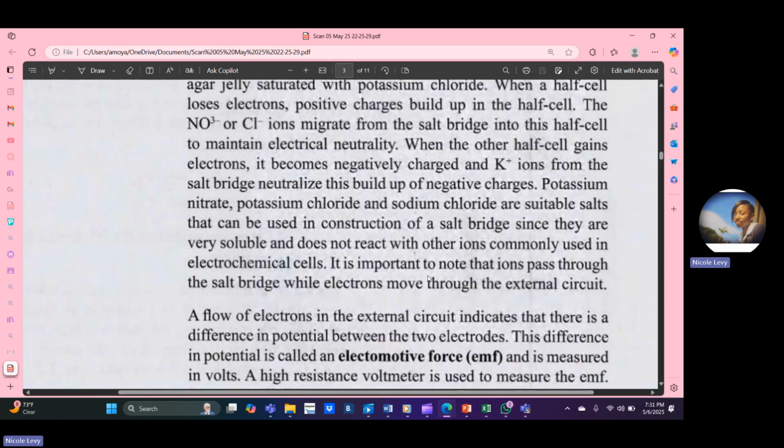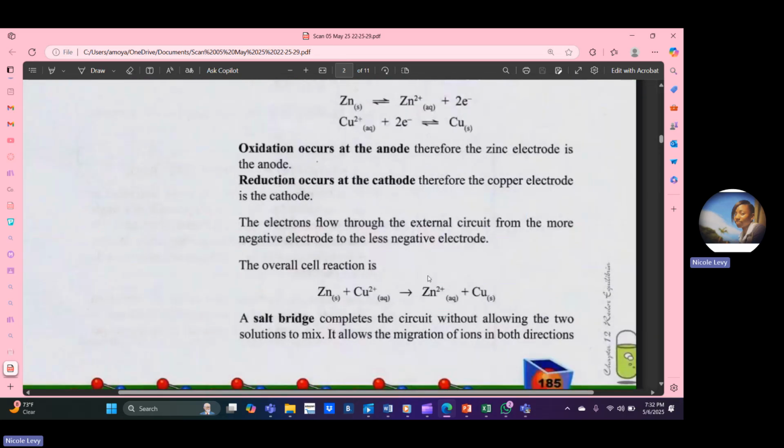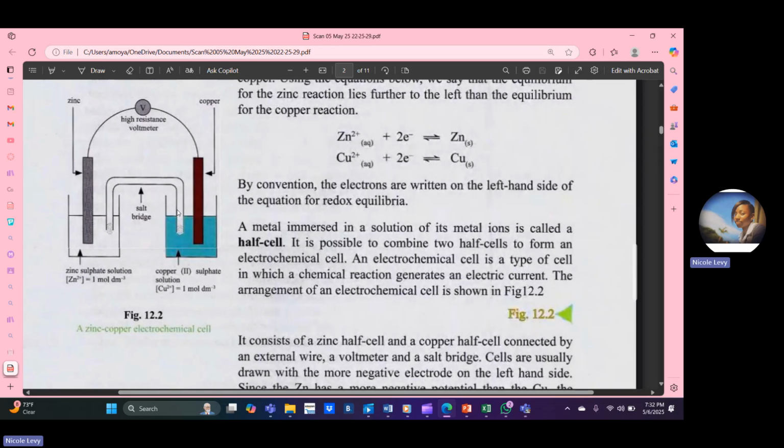It is important to note that ions pass through the salt bridge while electrons move through the external wire. So remember, electrons do not move through the salt bridge, because the salt bridge is made up of potassium nitrate or potassium chloride or sodium chloride. So it's ions alone that the salt bridge moves. It doesn't move electrons. Electrons flow through the wire. So the ions will be moving here and electrons will move here. Electrons move from anode to cathode.